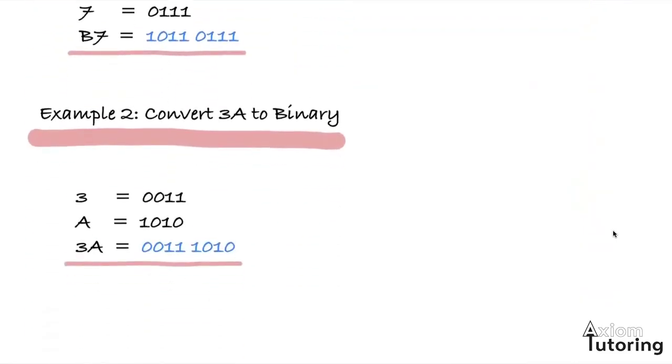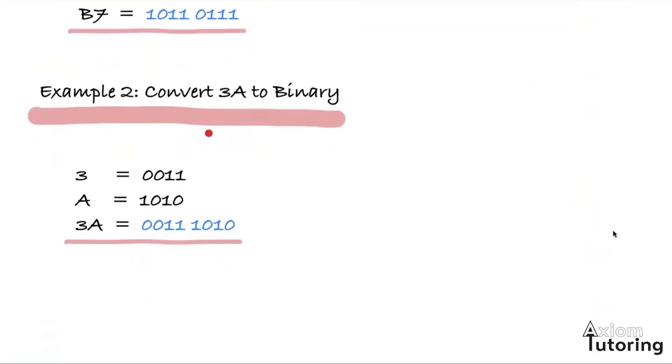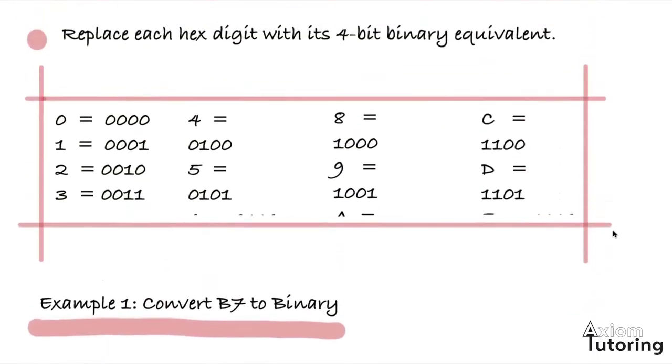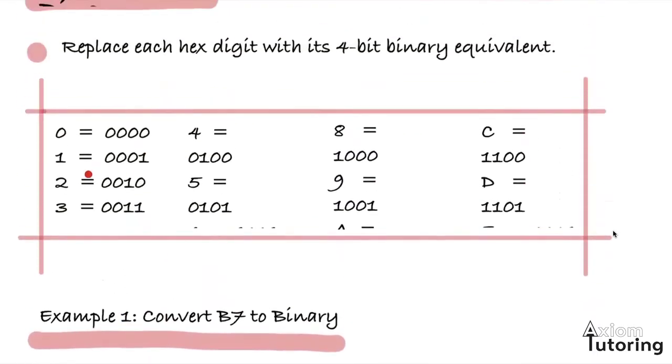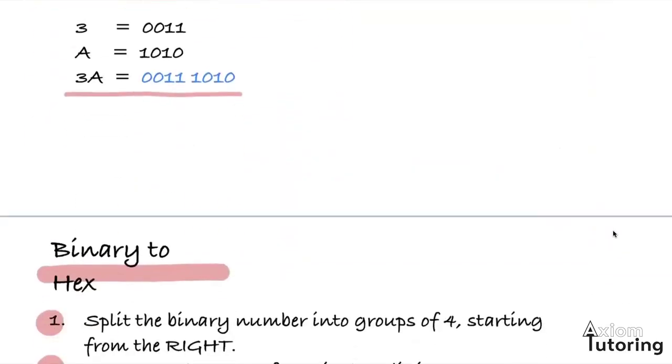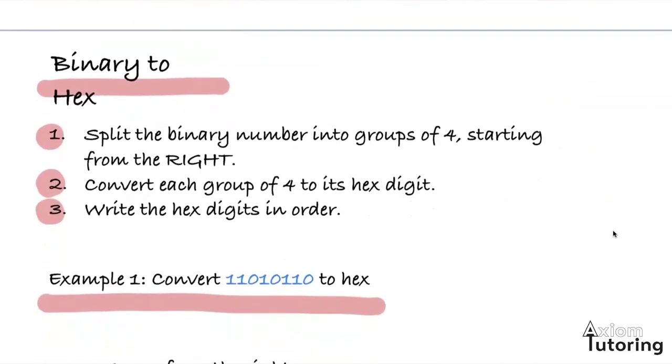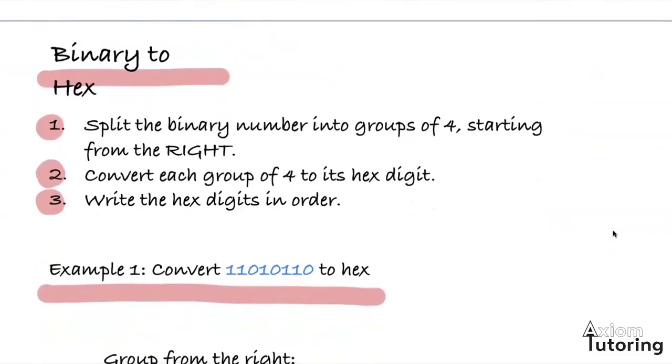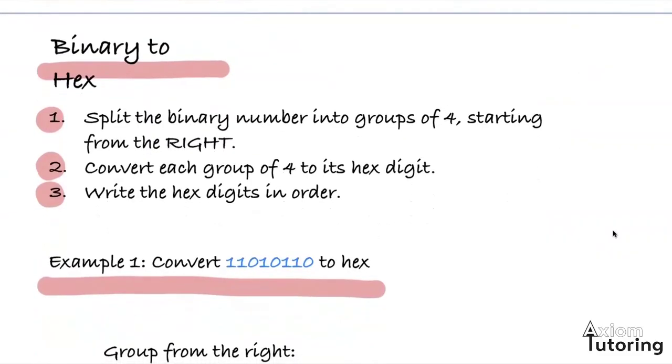Let's check this other example. We have 3A. We check the table. 3 maps to this number, and A maps to this number. That's easy. You write this down. Now that was hex to binary, which seems quite simple and quite intuitive. Let's now check how binary to hex works.